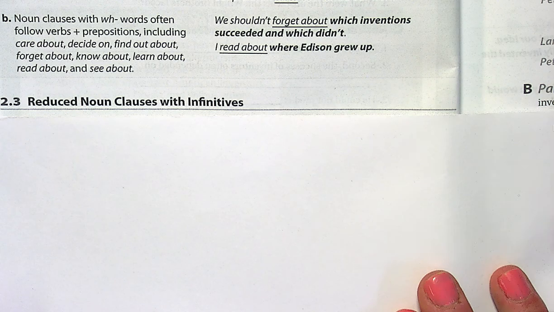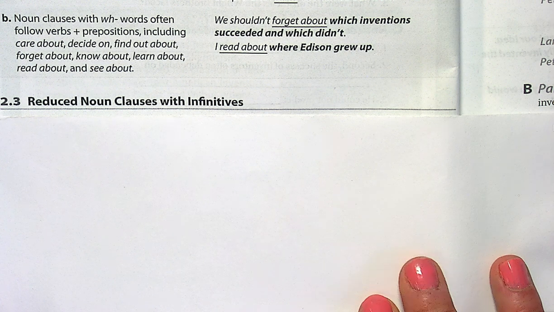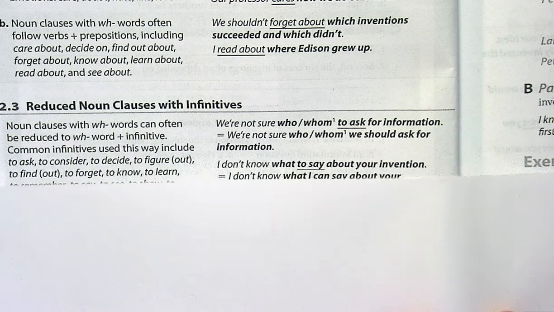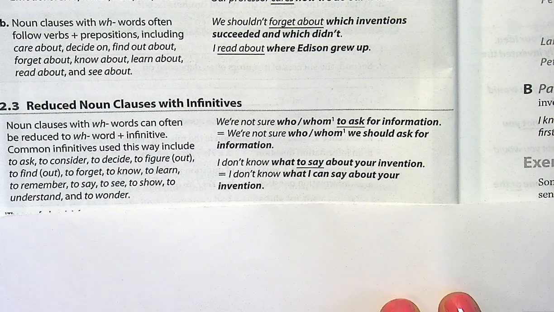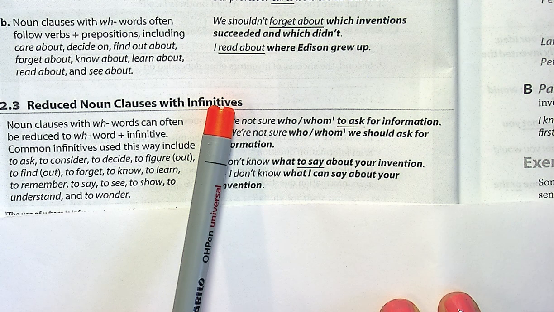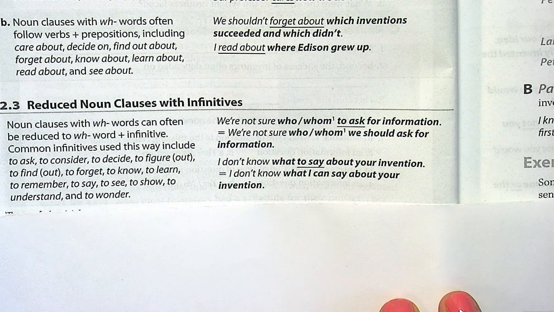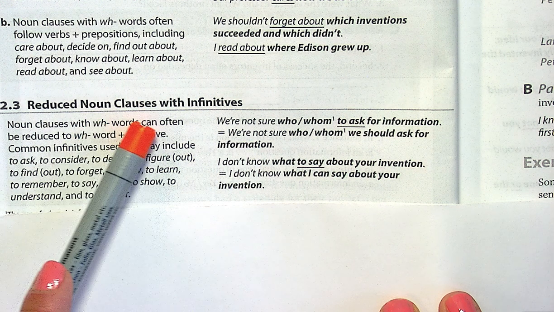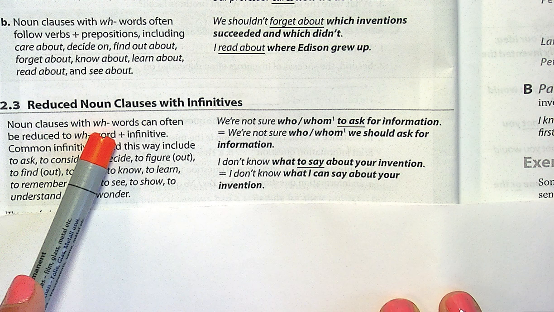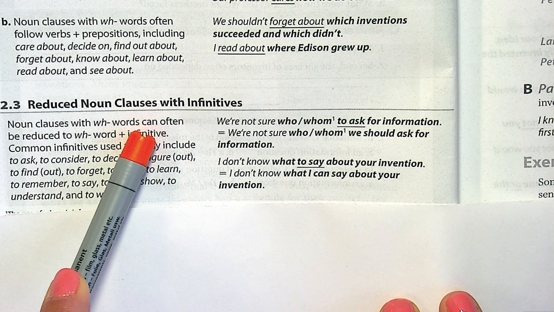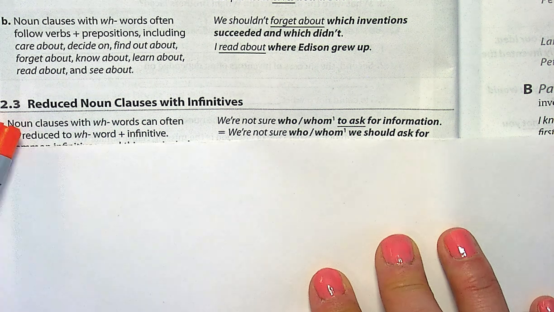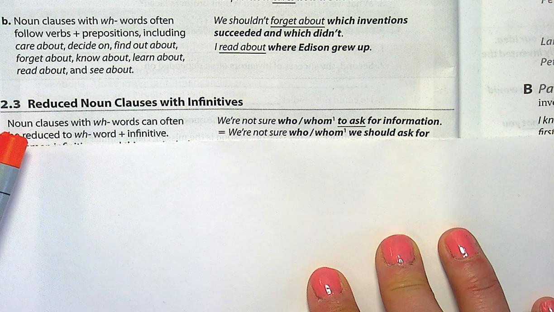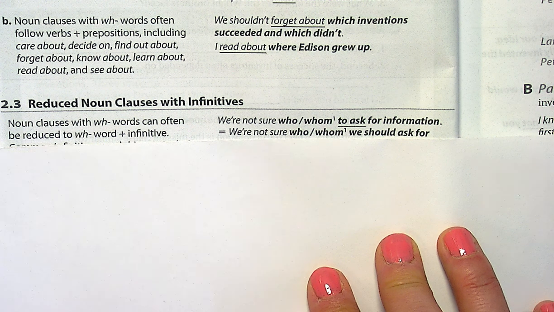Part 2.3 says reduced noun clauses with infinitives. Infinitive means to plus verb. Noun clauses with WH words can often be reduced to WH word plus infinitive. So that's our rule. Noun clauses with WH word can often be reduced to WH word infinitives.